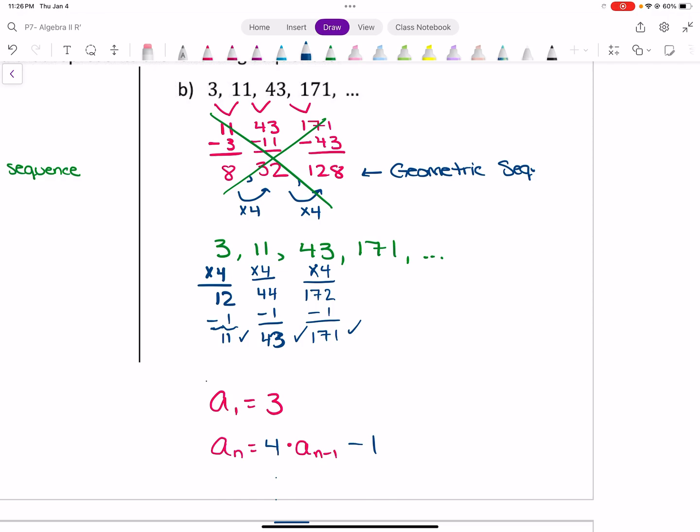And here is your recursive formula. If we wanted to continue the pattern, we could. We would just keep moving down the line by timesing by 4, subtracting 1. Times by 4, subtract 1.